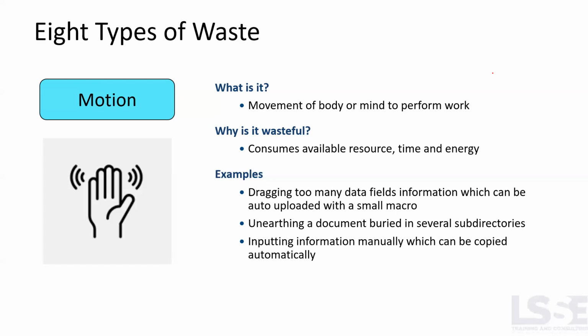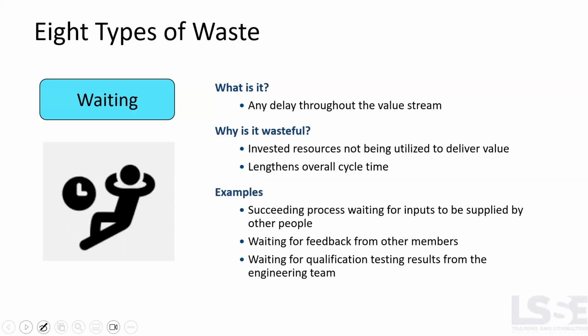It's a bit painful because sometimes my client would just type manually the information when it could have been faster just copying and pasting it. Okay, so that's an example of a motion type of waste. Chances are this kind of waste can be readily seen in your everyday process.